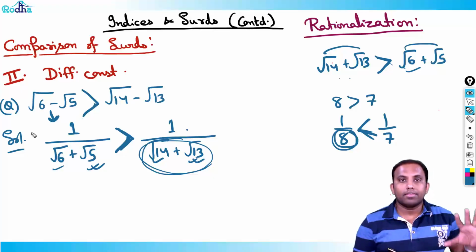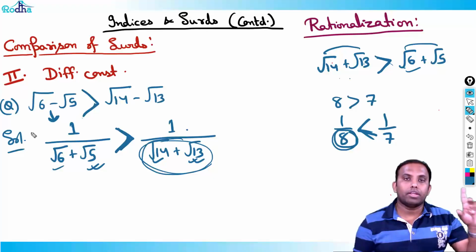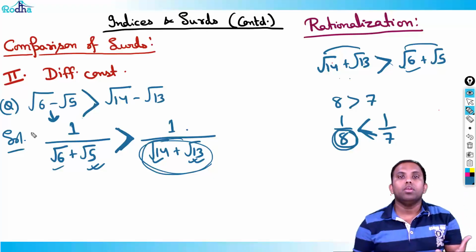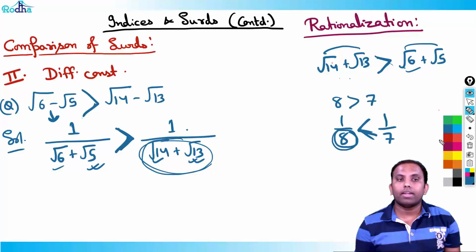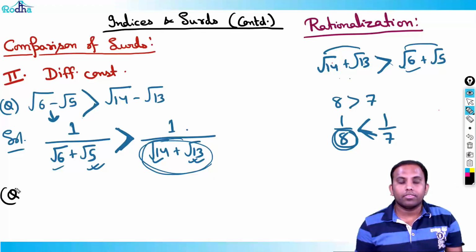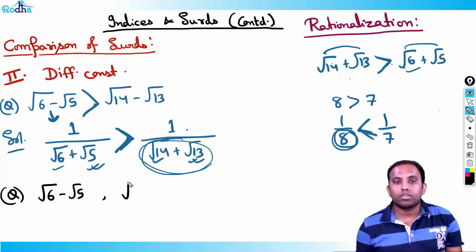So in this sum, you remember it in the type 1. In type 1, when it was sum, we had taken the difference. Here, when it is difference, take this sum. Okay, so simply what you'll write here, I'll now write the question here. Suppose the question is root 6 minus root 5 and root 14 minus root 13. Which is greater?